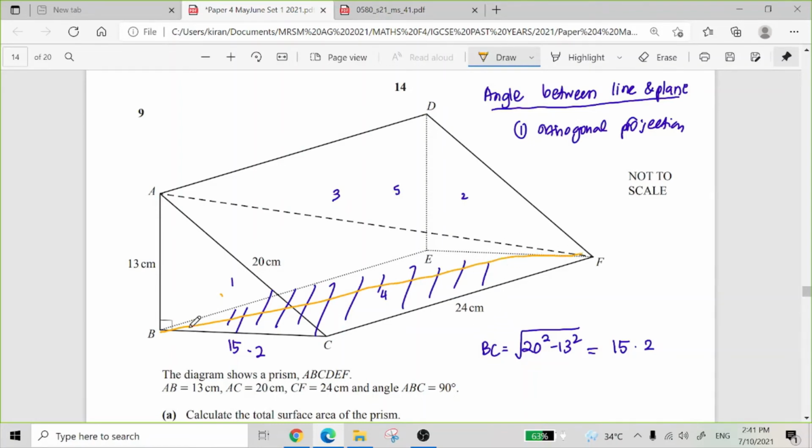Okay, sorry, let me make it nicer. The line lies with the orthogonal projection. This is the orthogonal projection. So the angle will lie between the orthogonal projection and the line itself. So that is the angle. So the angle is AFB.